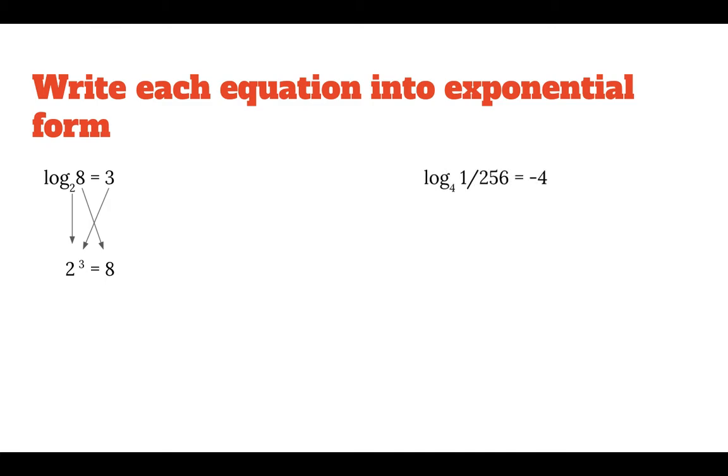One more example. Log base 4 of 1 over 256 is equal to negative 4. Follow the arrows, drop the base, bring over the negative 4, and the 1 over 256 will now become the answer. So now we've gone from exponential form to logarithmic. Now we've gone from logarithmic to exponential.